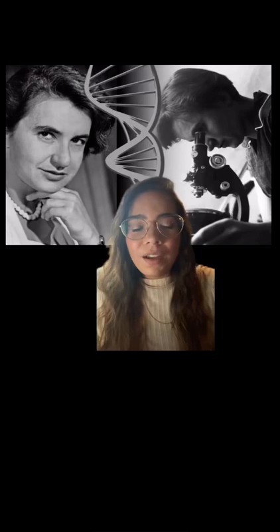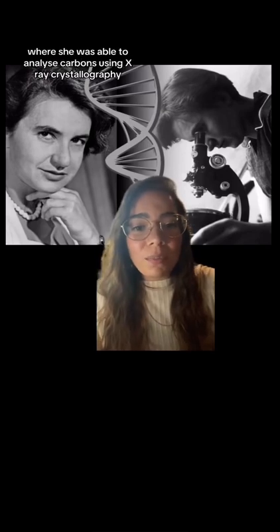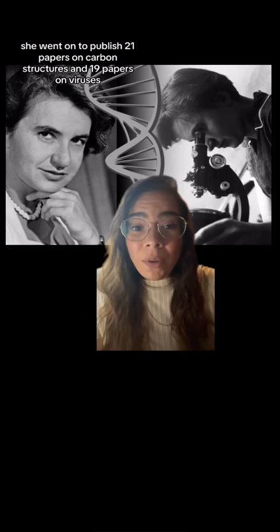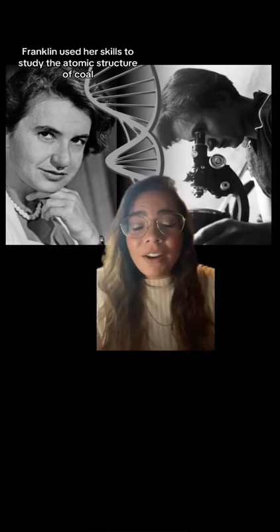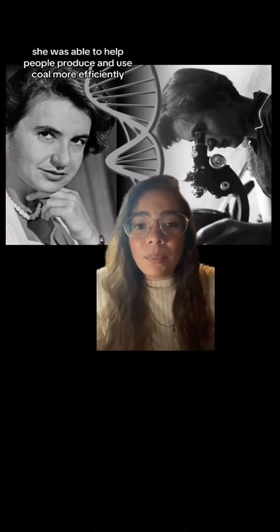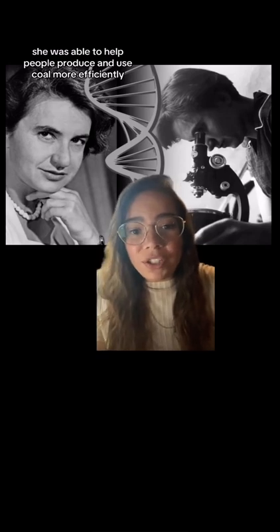Franklin got her PhD in chemistry, and she worked in a lab in Paris where she was able to analyze carbons using X-ray crystallography, and she excelled at it. She went on to publish 21 papers on carbon structures and 19 papers on viruses. Franklin used her skills to study the atomic structure of coal, and in her findings, she was able to help people produce and use coal more efficiently.